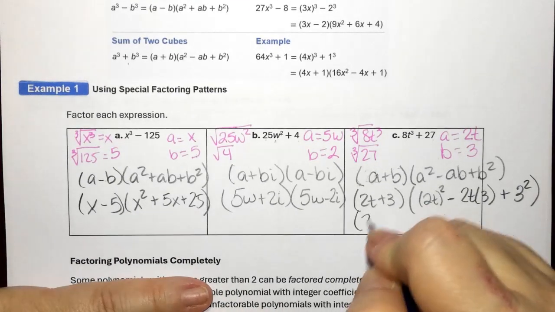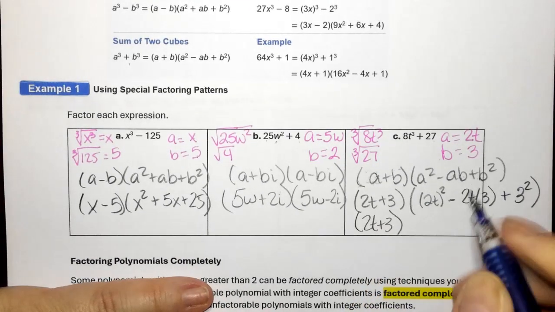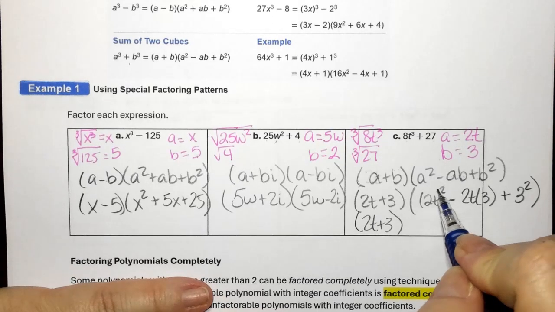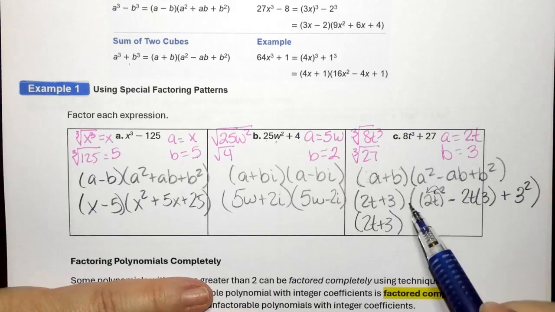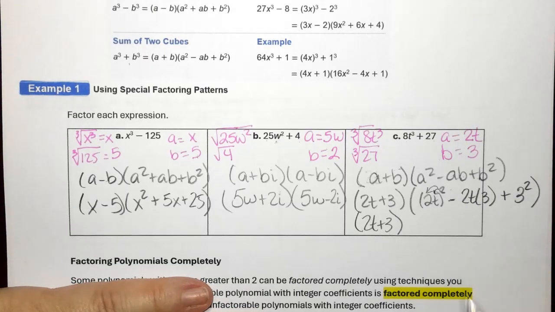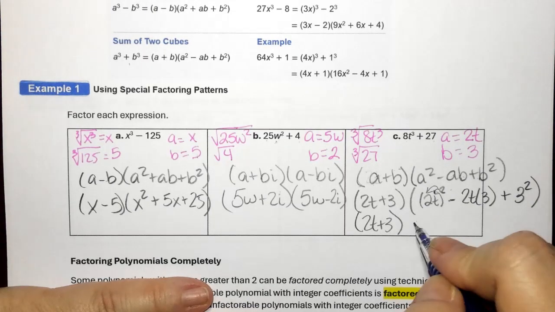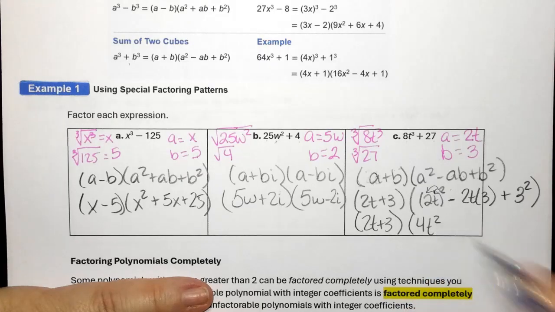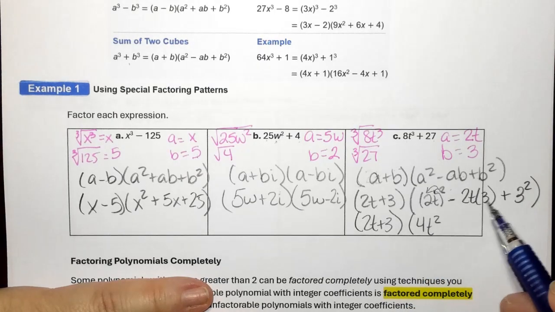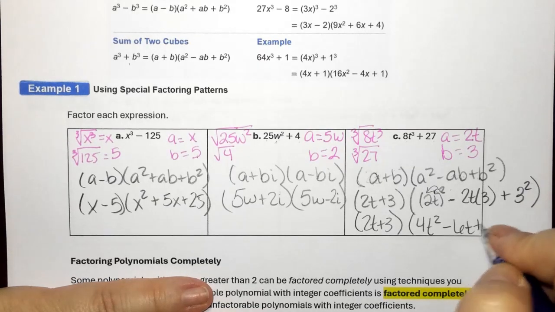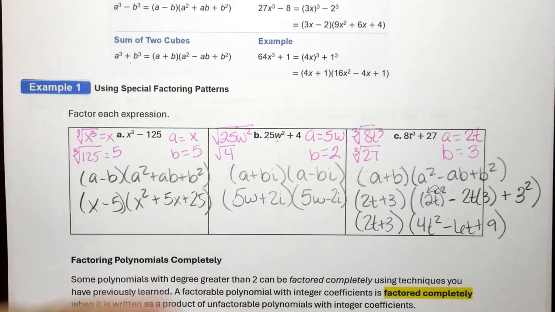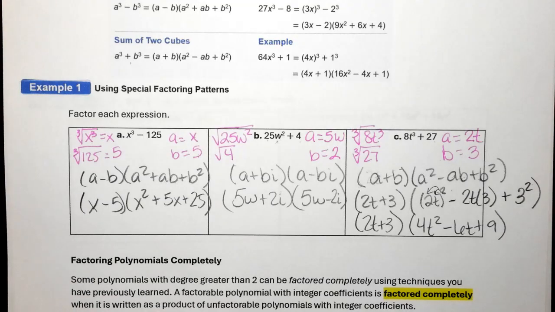So now we have 2t plus 3. Remember, you have to distribute this 2 to each term inside. So this becomes 2 squared t squared, which is 4t squared. And then 2t times 3 would give you 6t, and then 3 squared would give you 9. And that would be your answer for that one.